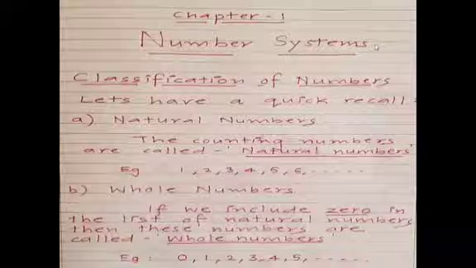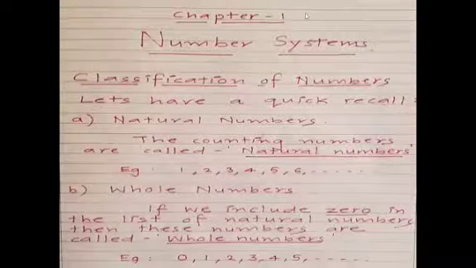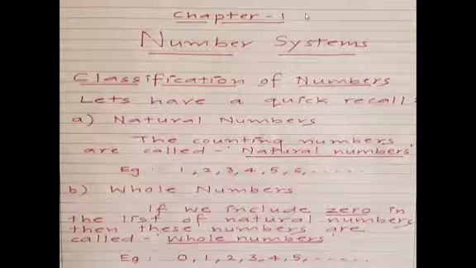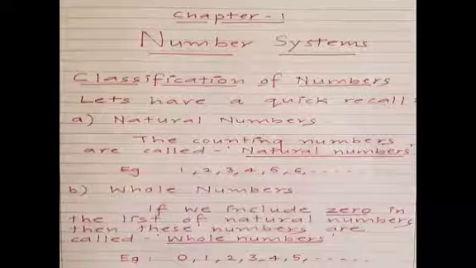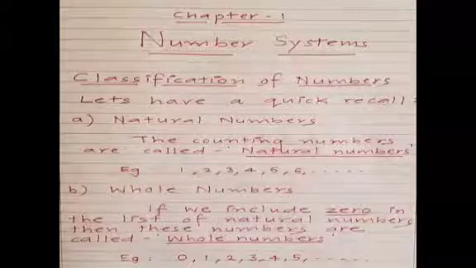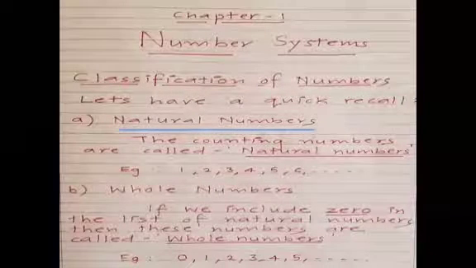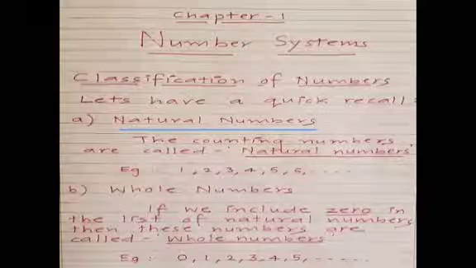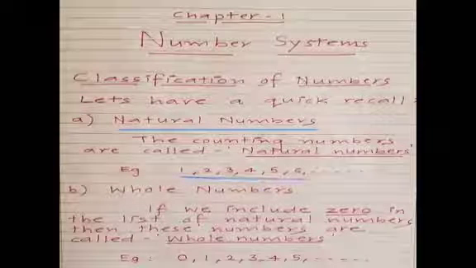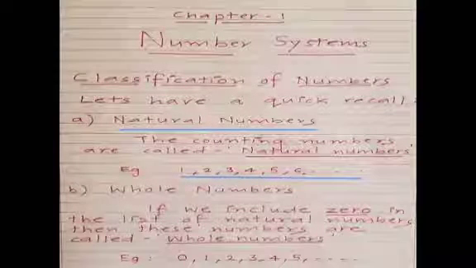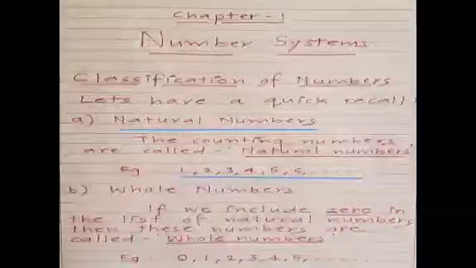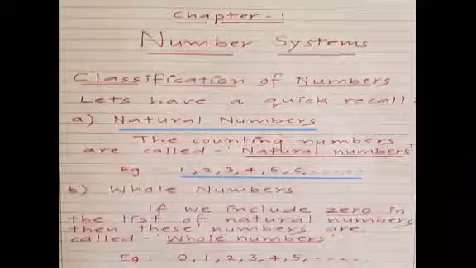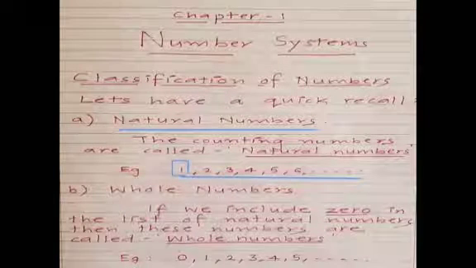Before we proceed with the actual concepts of this chapter, let us have a quick recall of the concepts that we have learned in our previous grades. So the first set of collection of numbers that we have learned in our lower grades were natural numbers. Now, how are natural numbers referred to? They are referred to as the counting numbers. For example, 1, 2, 3, 4, 5, 6 and to infinity. Now, the question being asked is, which is the smallest possible natural number? The answer to that would be the number 1.